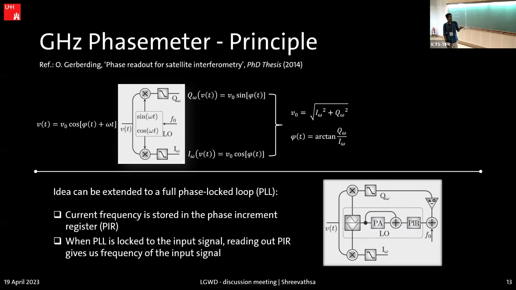How do we get to know that the PLL is locked? Obviously, Q should be close to 0 when it is in the locked loop, and the I value, as I is the cos of the signal. If the phase is 0, cos 0 goes to 1, so it should give us the amplitude of the signal.